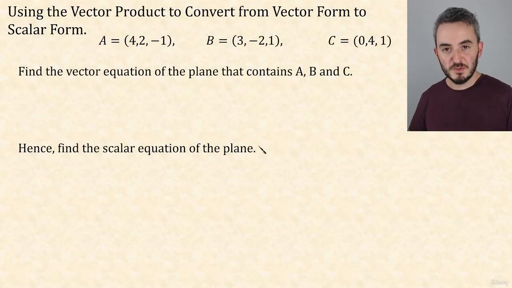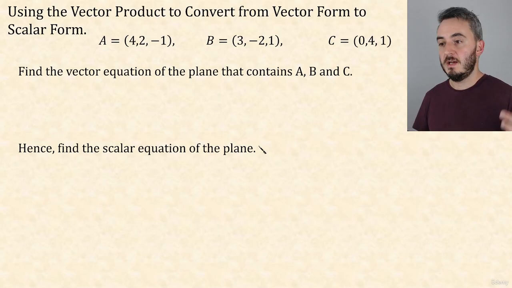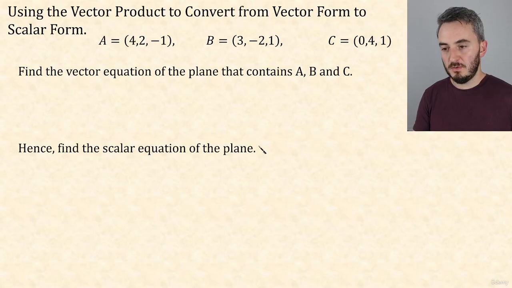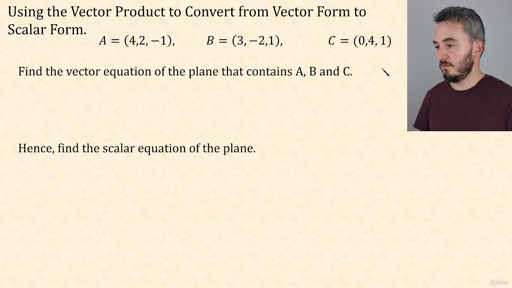In this video, I want to briefly show you a really nice trick for converting the vector form of a plane into the scalar form of a plane. And we can do this using the vector product. It's quite cool. So if I have 3 points, that defines a plane, as long as they're not all in a line, which these aren't.